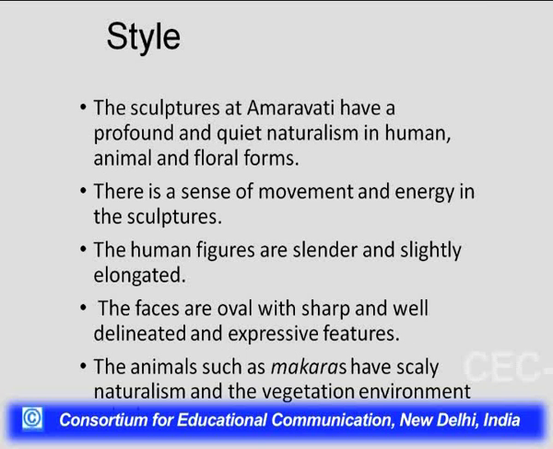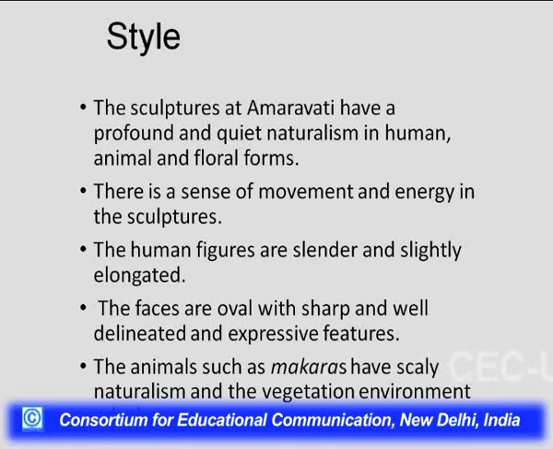The sculptures at Amaravati have a profound and quiet naturalism in human, animal and floral forms. There is a sense of movement and energy in the sculptures. Stylistically, the human figures are slender and slightly elongated. The faces are oval with sharp and well delineated features that have quite a bit of expressive content. Animals such as makaras have scaly naturalism, and the vegetational environment is lush.